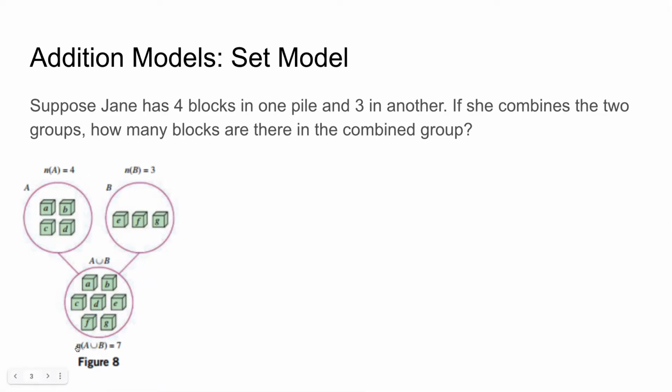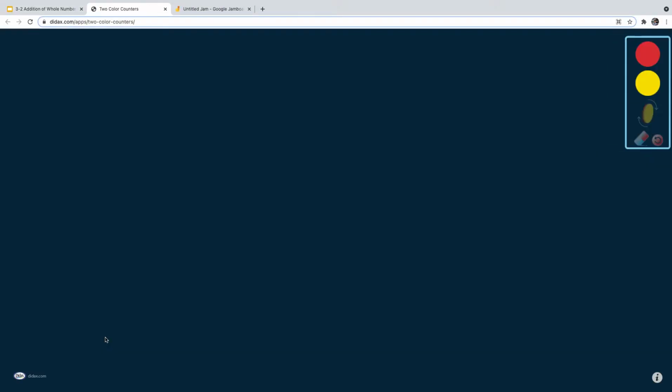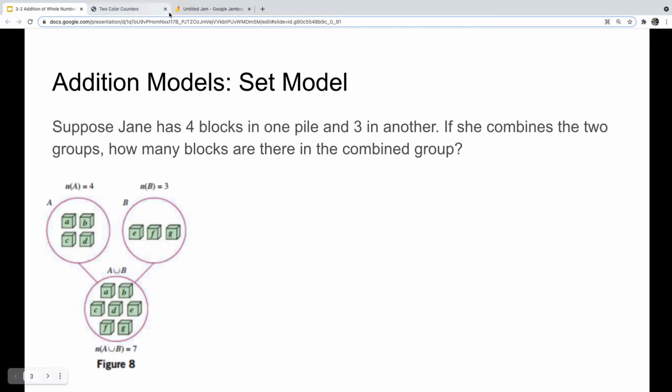That is the set model. Okay, just know A union B and N of A union B means number of elements of set A union B. Okay, if your MyMathLab asks you about interpretation of these.